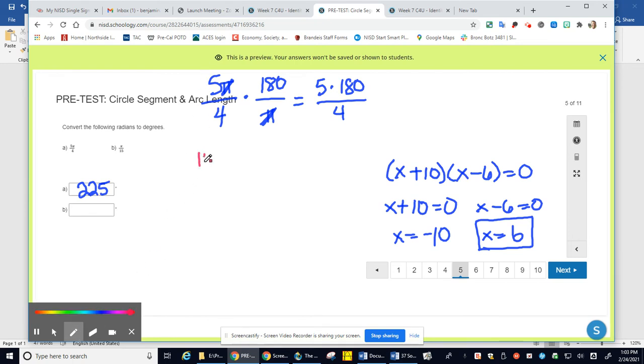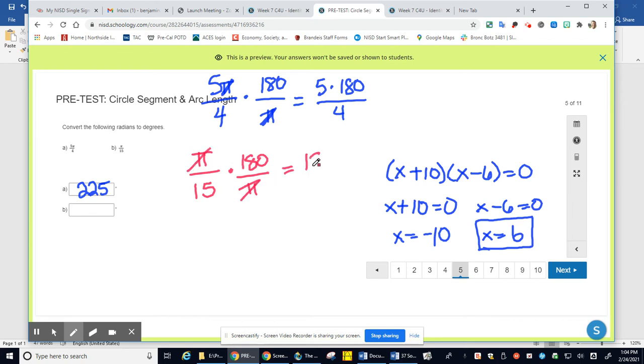Okay, so same thing with pi over 15. I multiply by 180 and I divide by pi. Okay, so basically your pi's cancel out, so I'm just doing 180 divided by 15. And 180 divided by 15 is 12 degrees. Okay, so pretty not bad when we're going from a radian to a degree. But let's see, what else do we have?